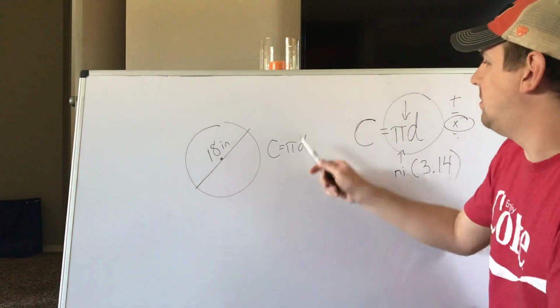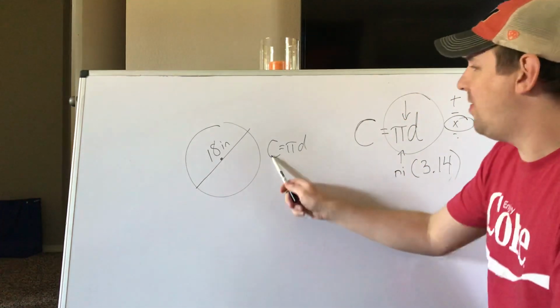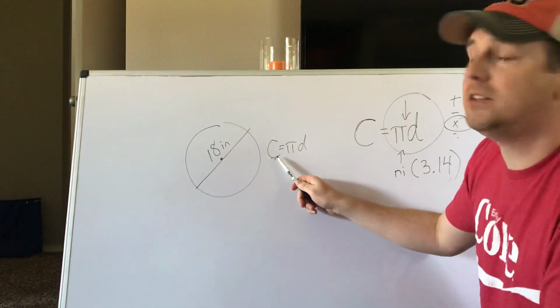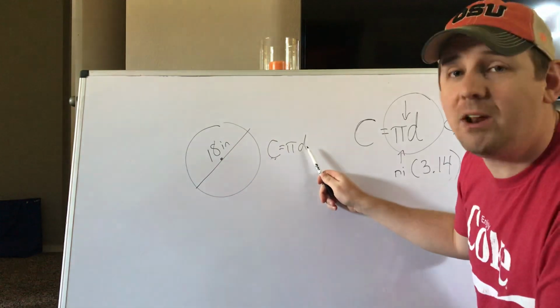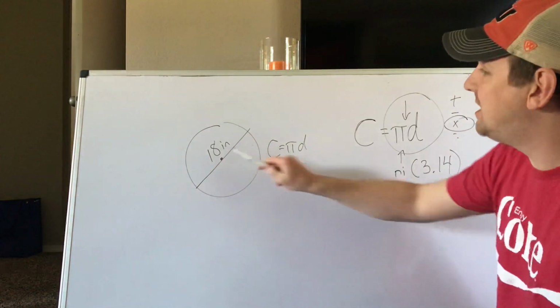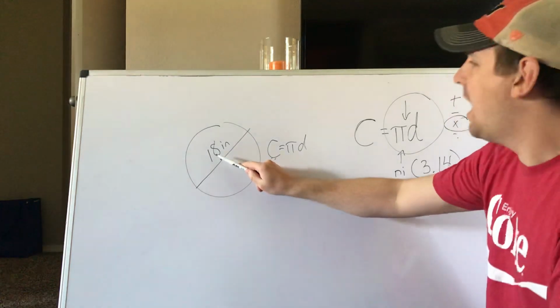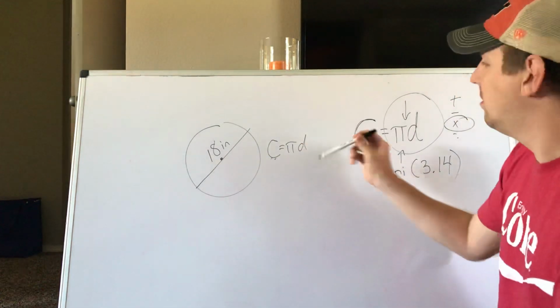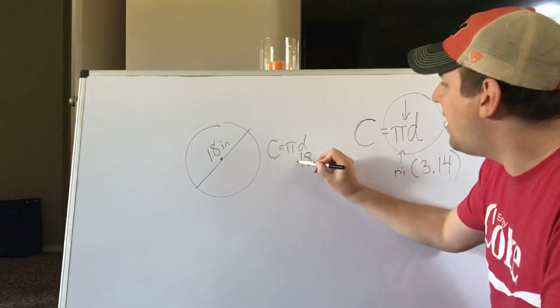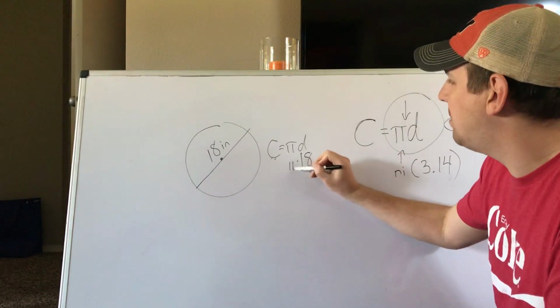Salsa, this is the diameter, and this is the circumference. To find the circumference, we need the diameter. Salsa, is this the diameter? Yes. So you're going to take the number 18 and put it right there, because 18 is the diameter. Then we're going to take 18 and times it by pi.